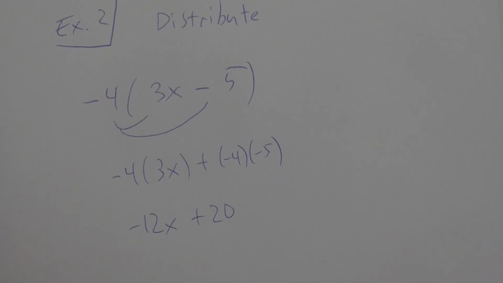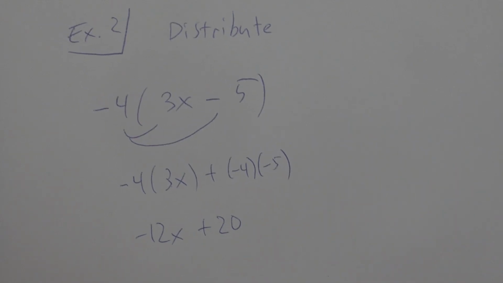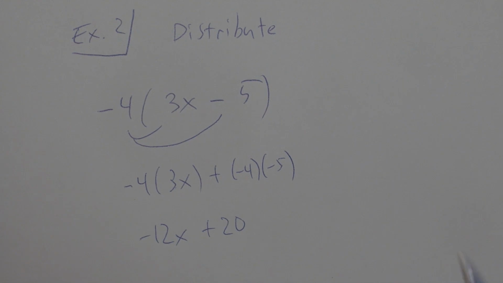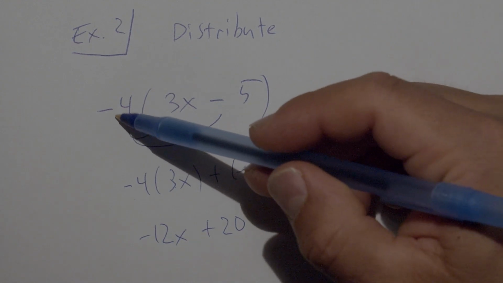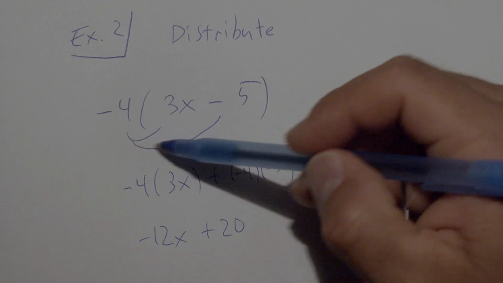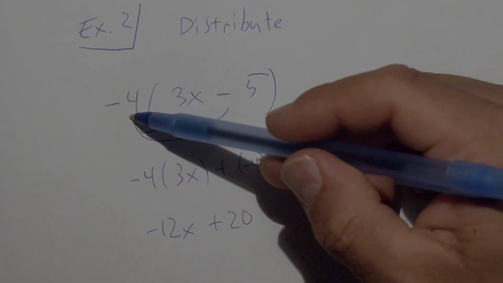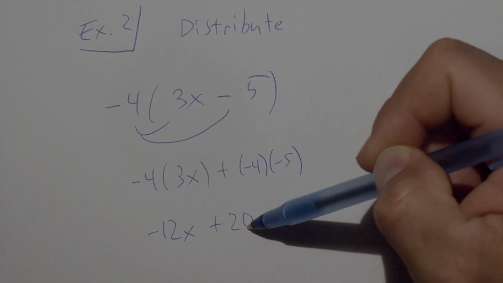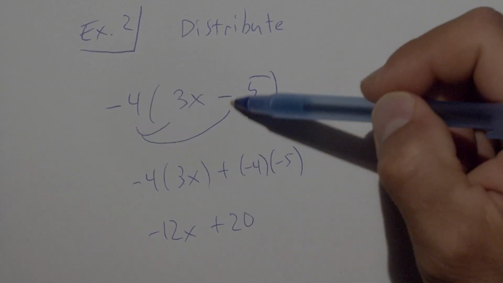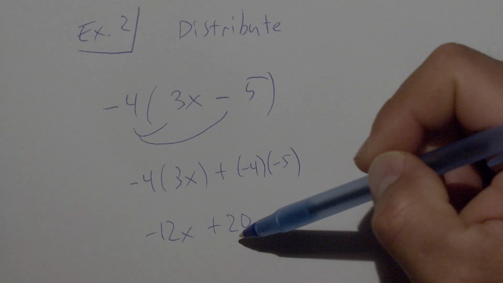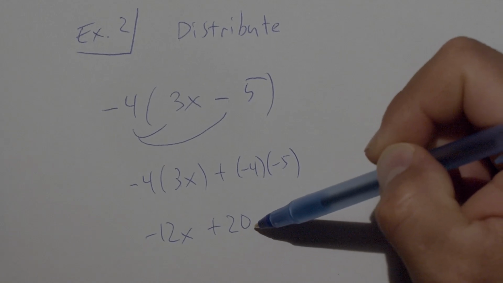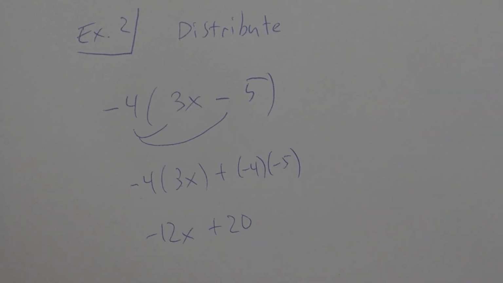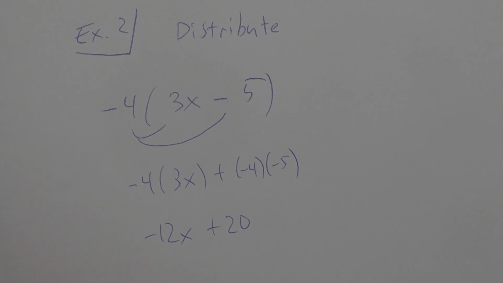Somebody that's advanced in math is going to automatically say negative 12x, so they go from here to negative 12x. Then they say negative 4 times a negative 5 is a positive 20, and they just go from here straight to here. So let's get used to that. I think this is the first time it's come up where we have to deal with a negative times a negative.